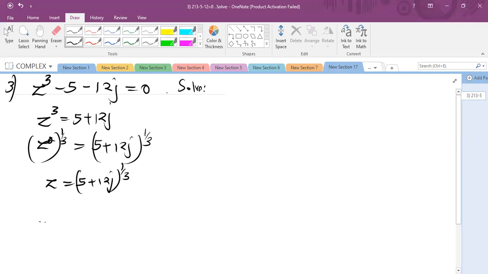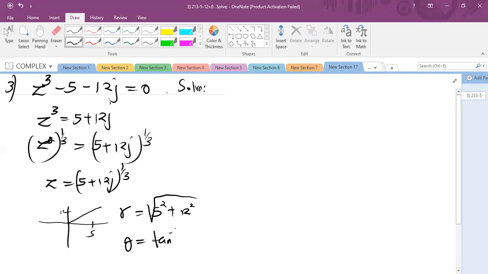So converting this to polar, obviously we know we have to do a sketch. 5, 12, this will obviously be on the positive side. So 5, 12, then we will have the value of our r, which is the square root of 5 squared plus 12 squared. And then we will have the value of our theta, which is tan inverse of 12 over 5. So these values that we get here, we are going to have our z is equal to r at theta, and this r at theta is what we are going to raise to power a third.